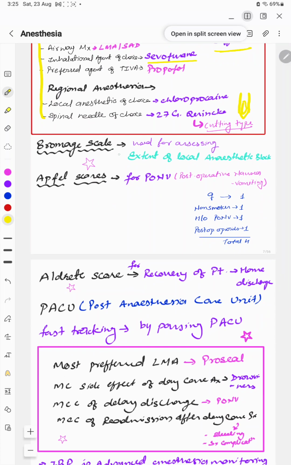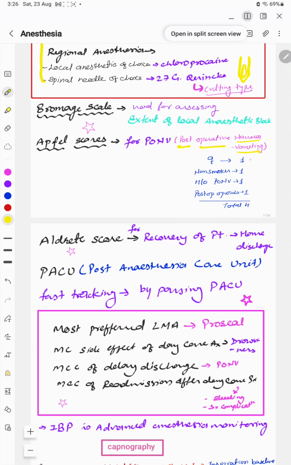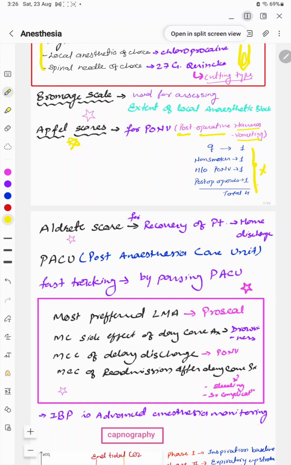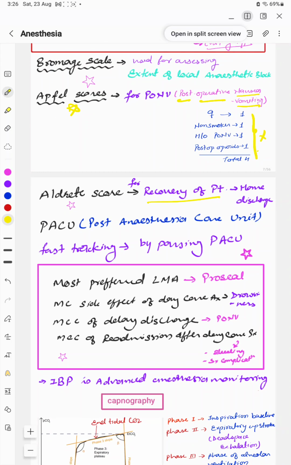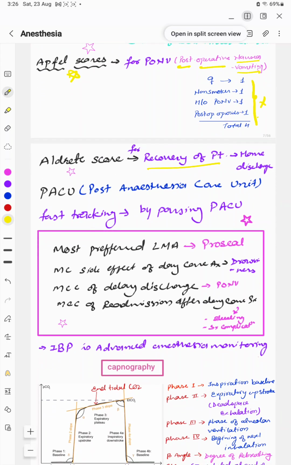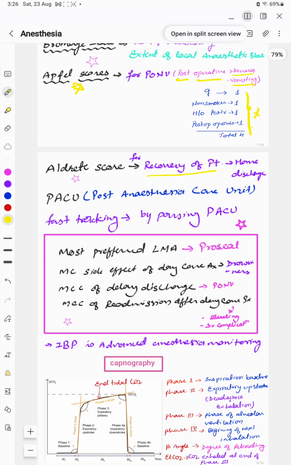You need to remember this name also: Bromage scale. This is used for assessing the extent of local anesthetic block, and the FL score for PONV. PONV means postoperative nausea and vomiting. This is the score, but you don't need to remember the score itself. Only the name is important. FL score for PONV, Bromage score for the anesthetic block, and Aldrete score for the recovery of the patient and home discharge. We will discharge the patient on the basis of the Aldrete score.